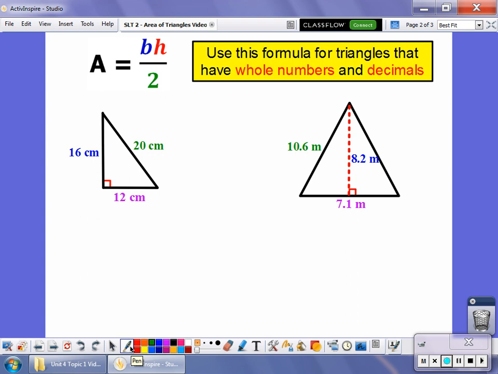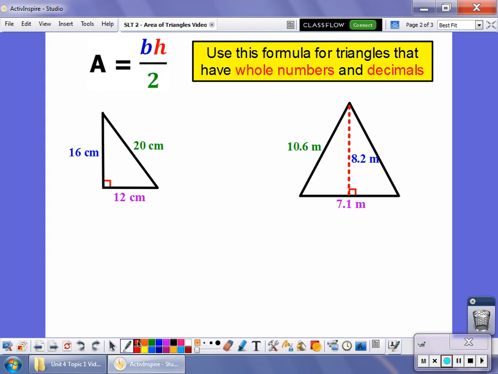So now let's use this formula and take a look at it. Okay? This formula here, the base times height divided by 2, you're going to use this formula for triangles that have sides that are measurements that are whole numbers and decimals. Okay? So if you look at this triangle, it is all whole numbers. If you look at this triangle, it has decimal measurements. So we're going to use this formula. We're still going to follow that FSA model where we write our formula, then we substitute, then we write our answer with a label. Because it's area, our labels are always going to be square units.